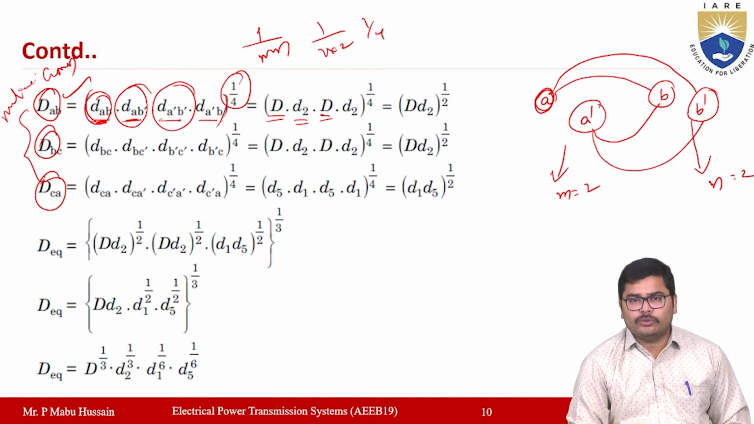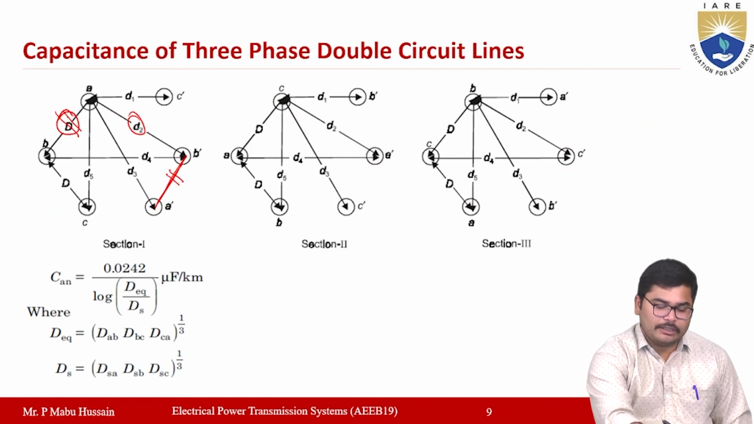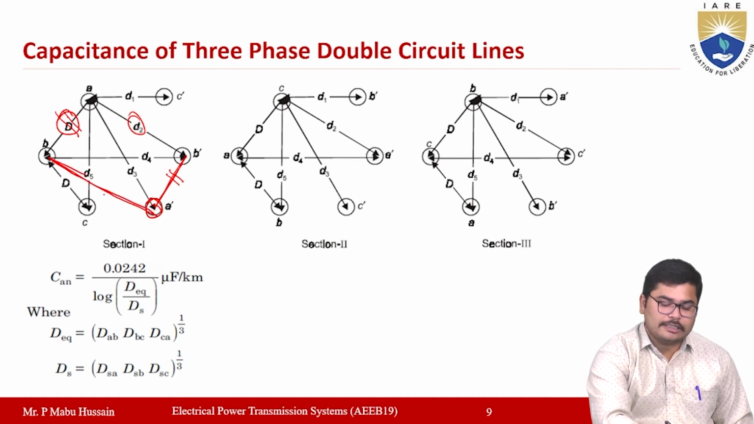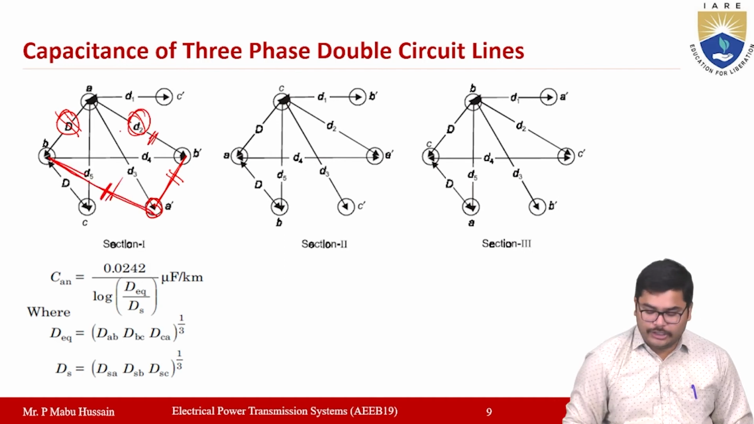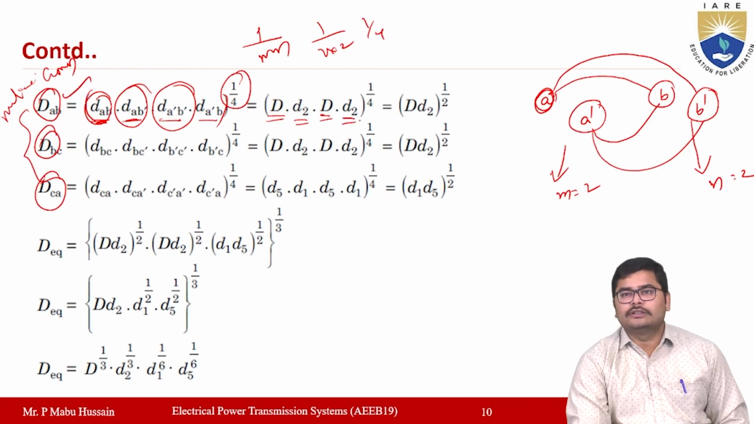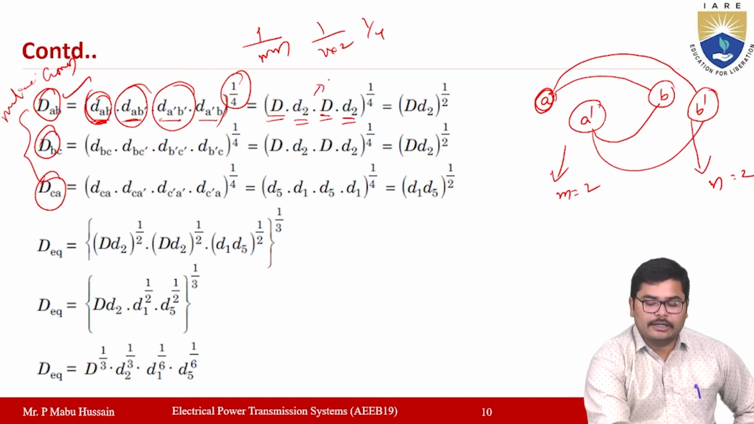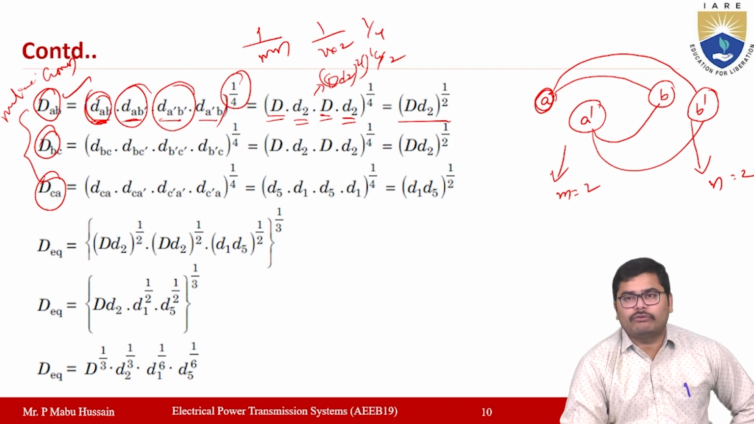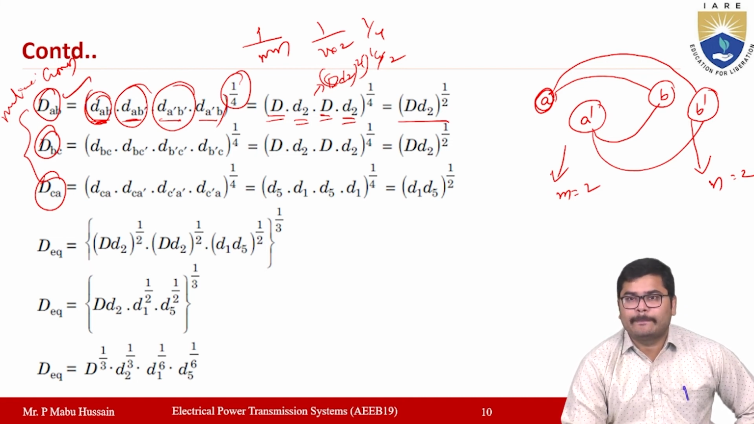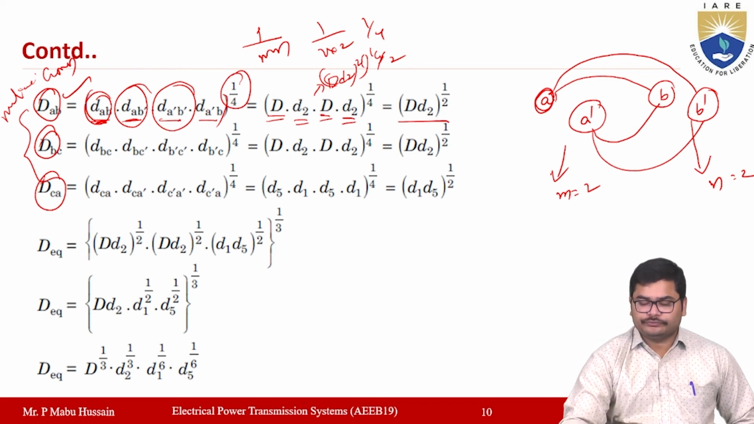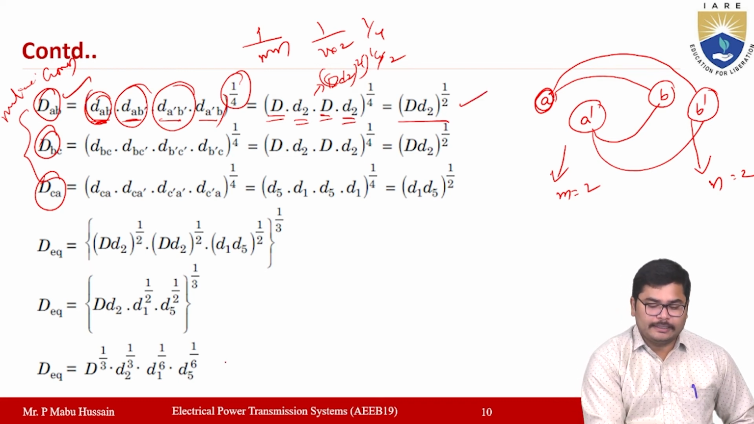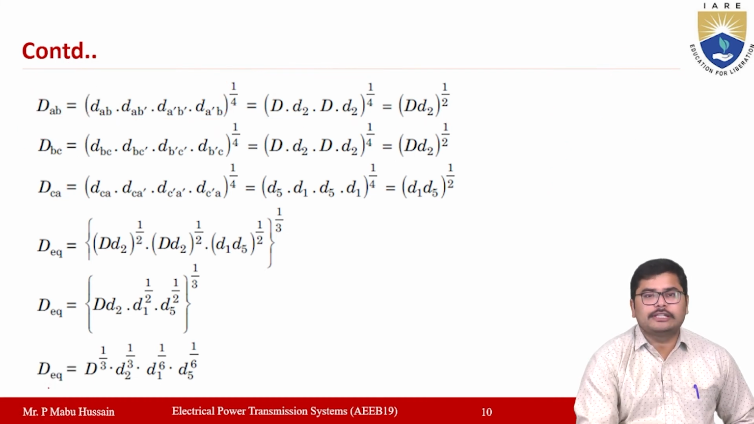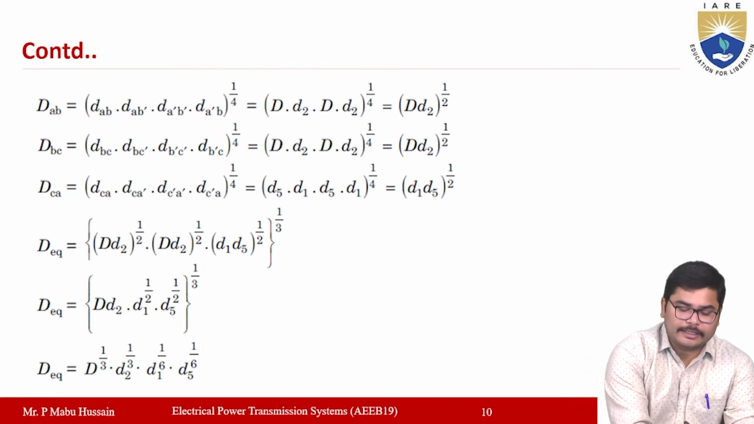So D A dash to B here, A dash to B, this distance is the same as this distance, which is D2 again. Now this equation can be written as D into D2 whole square, whole to the power of 1 by 4, and the 2 will get cancelled. So you will get D D2 whole to the power of 1 by 2. So this is about the DAB, which is the mutual GMD by considering only phases A and B.